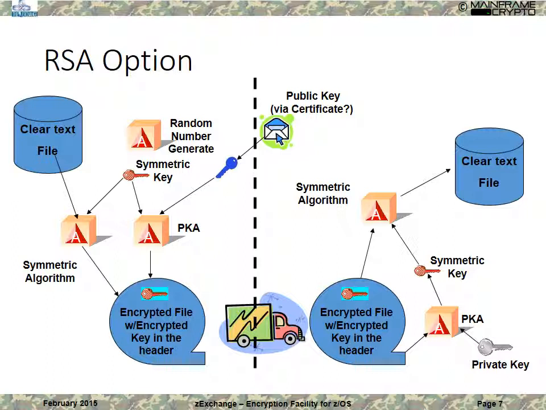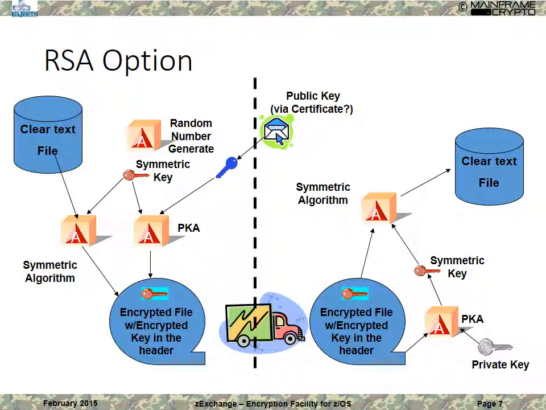So what you can do when you encrypt your file, you can point to your partner's public key. You can also point to a public key that belongs to you. And that symmetric key will get encrypted twice, once under your partner's public key, once under your public key, and both of those will be stored in the header record of the file.